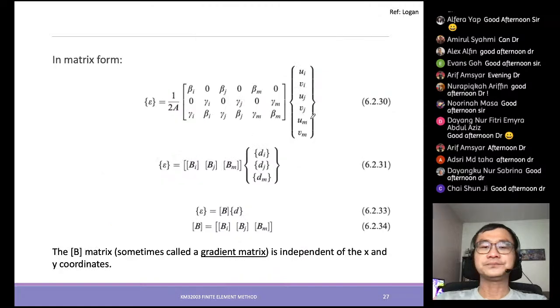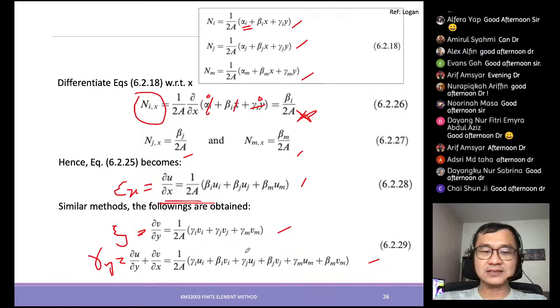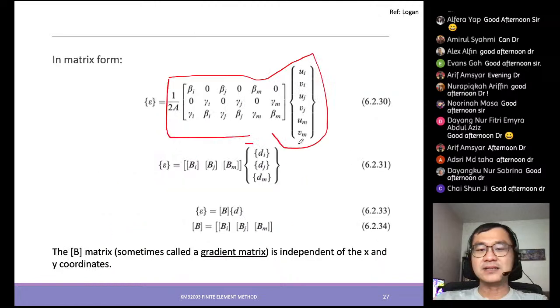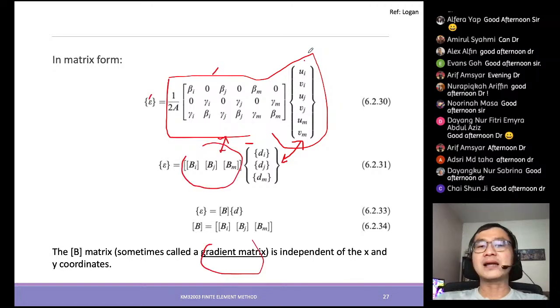Based on those equations, we can group them together in matrix form. This is the displacement, and this is what we call the gradient matrix. So you can see that the strain is now related to the gradient matrix multiplied by the displacement matrix.